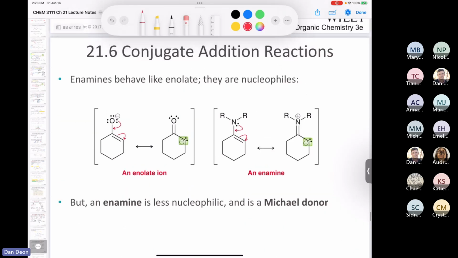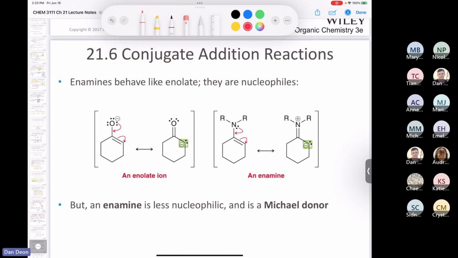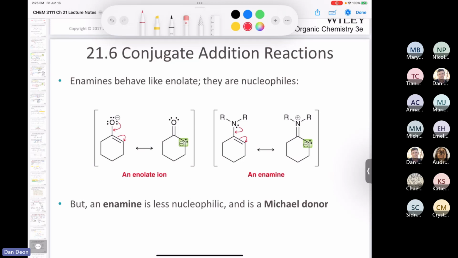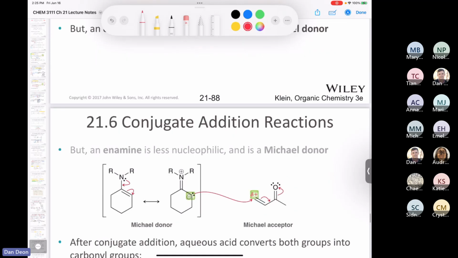So let's take a look here. The reason why I'm sure you connected these dots already is because if you look at an enolate and you look at an enamine, you can see how they're both nucleophilic, but the enamine is actually less nucleophilic. Why? Because overall, the enolate has a charge of -1, but this has a charge of 0. The positive and the negative balance each other out. And so the enamine is less nucleophilic, and so it's more prone to be a Michael donor, to attack at the beta carbon.